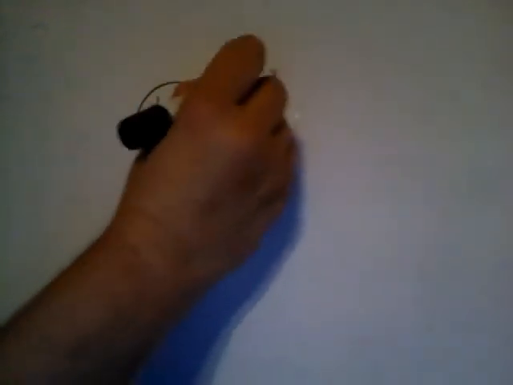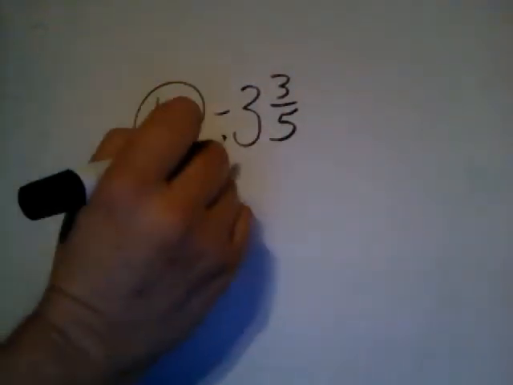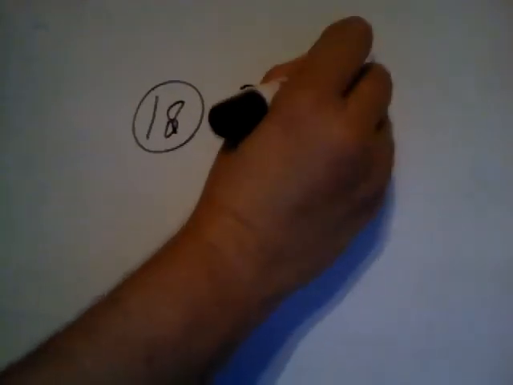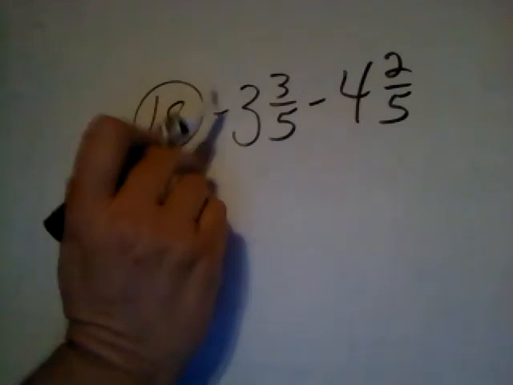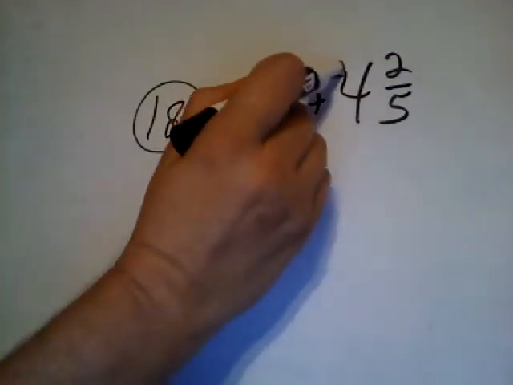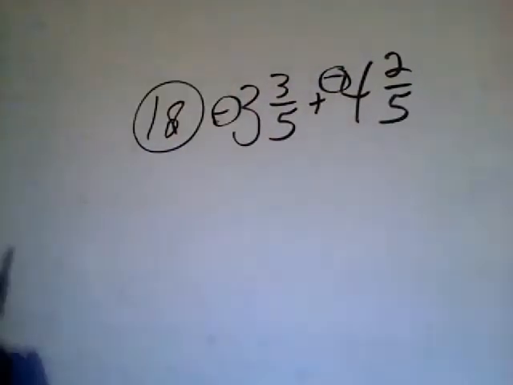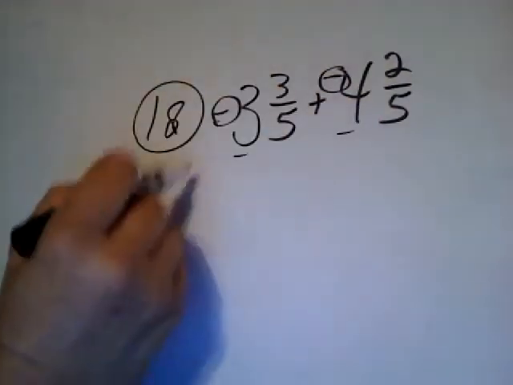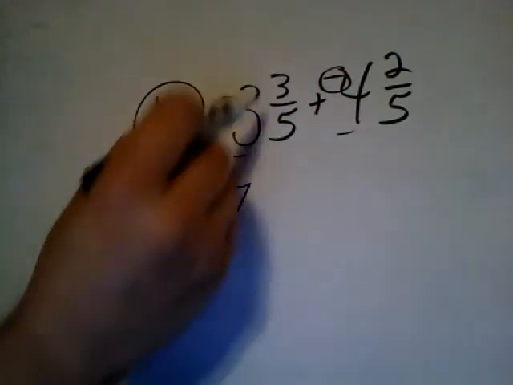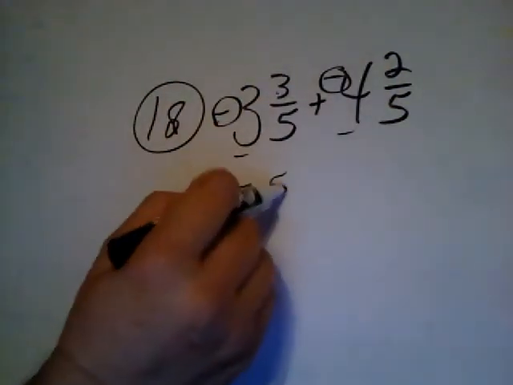Okay, I'm going to move on to number 18. Number 18 says negative 3 and 3/5 minus 4 and 2/5. So it's keep it, change it, change it. So the signs are the same, so we add. If I owe the bank $3 and I go spend $4 more, I owe the bank $7. 3 plus 2 is 5 over 5.